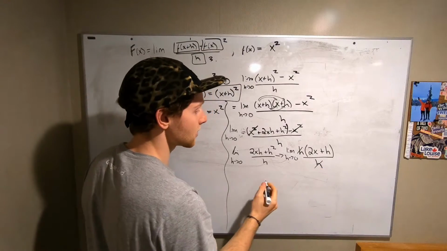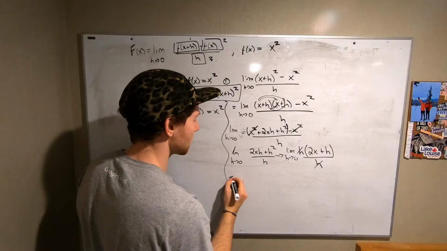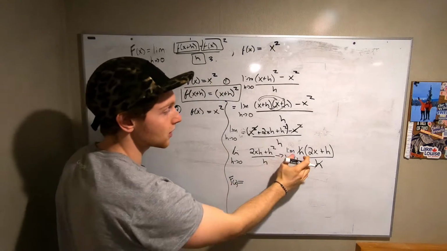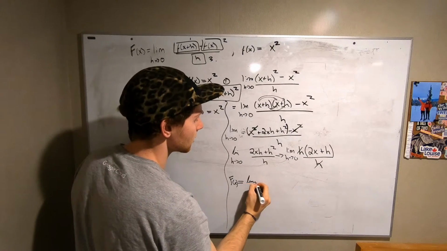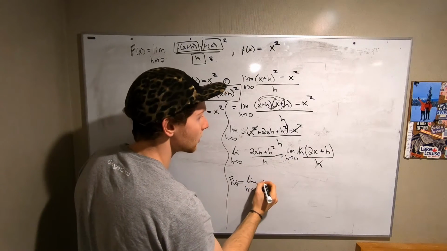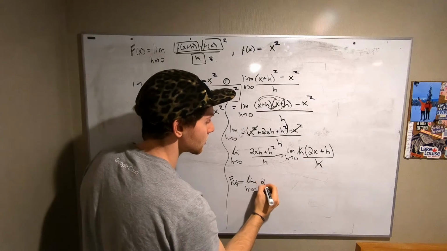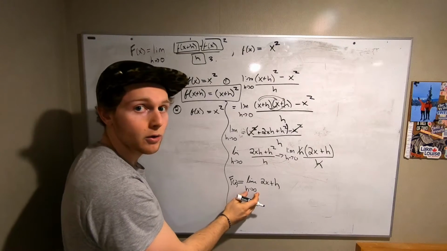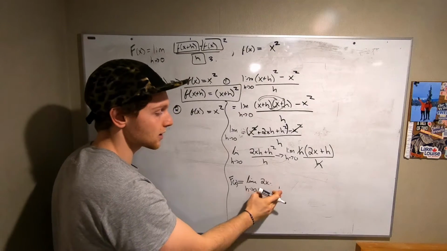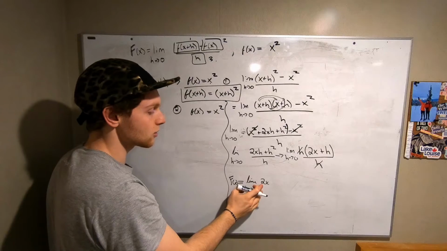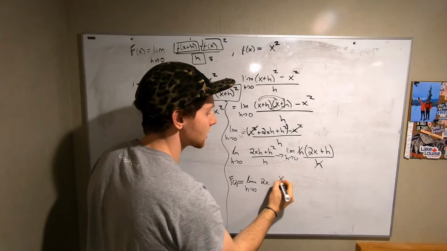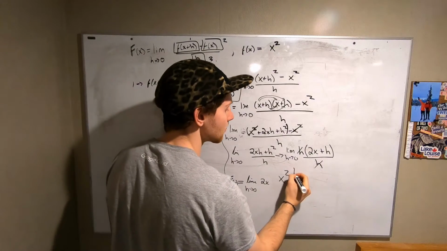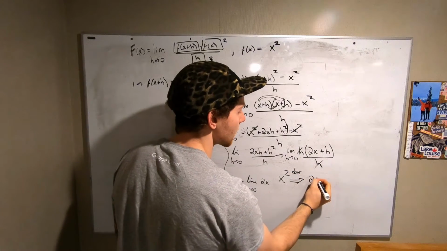The h cancels, and now we get that our big function F, because I wrote big F up here, is equal to the limit as h goes to 0 of 2x plus h. And so if we sub in the limit as h goes to 0, as this h turns into 0 and disappears, we just get 2x. So now we can say the derivative of x squared is equal to 2x.